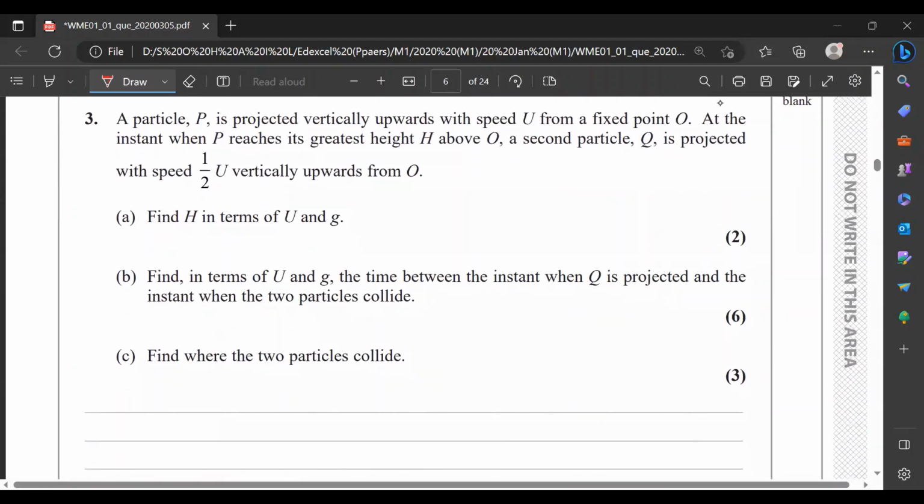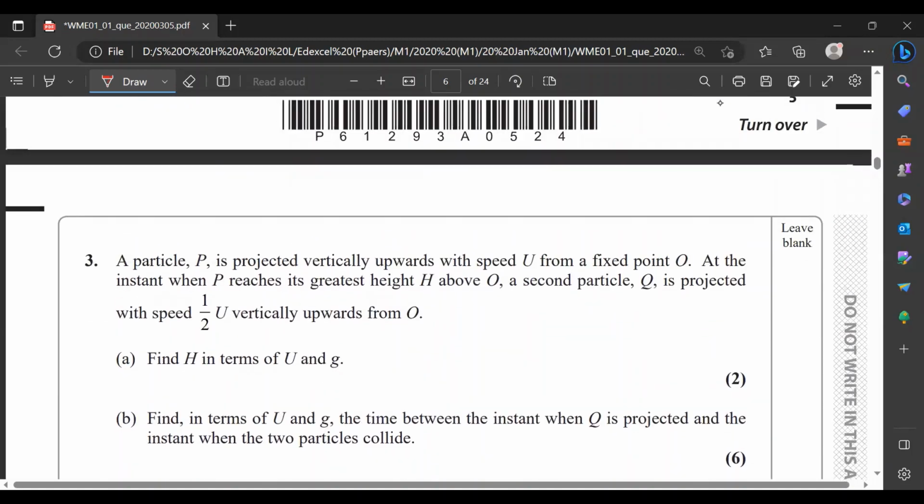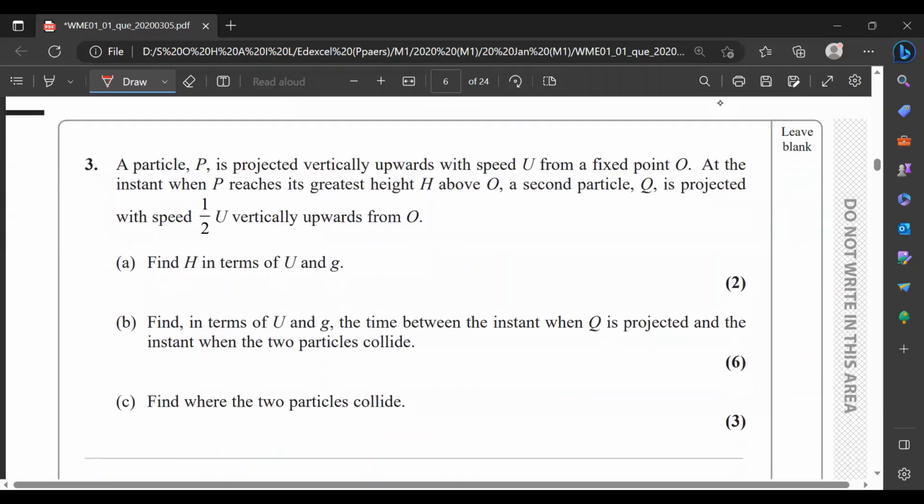Question number 3. Particle P is projected vertically upwards with speed u from a fixed point O. At the instant when P reaches its greatest height h above O, a second particle Q is projected with speed one half u vertically upwards from O. The first part is: find h in terms of u and g. Particle P is projected from O with initial speed u, moving up to the highest point.